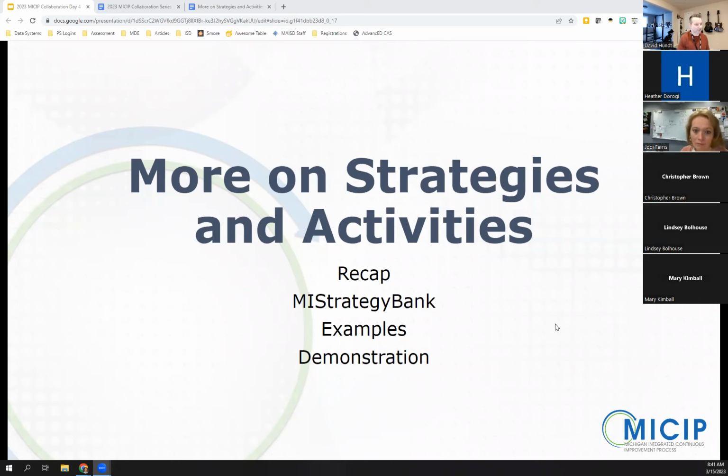So we are in the More on Strategies and Activities session. We are going to do a quick recap of some of the things that were covered in the 101 just to get back into things. And then I wanted to talk about the My Strategy Bank today. That was one area that we weren't able to talk about at all when we did the 101 session. And then I have a couple of further examples that I think will be illustrative. And finally, we'll go ahead and get into some demonstration in the actual platform.